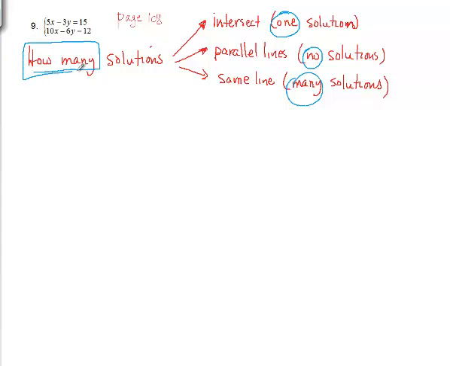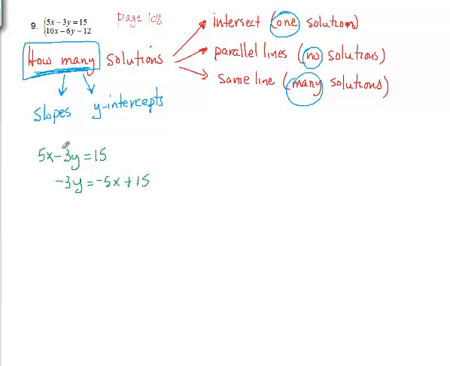When you're asked for how many, you want to examine the slopes and the y-intercepts. If you look at the slopes and the y-intercepts of both equations, that's how you tell how many solutions. It's not asking you to find the solution, it's asking you how many. So if we take the first equation, 5x minus 3y equals 15, find the slope and y-intercept for that, which is a skill you should now be good at, because we're just solving for y.